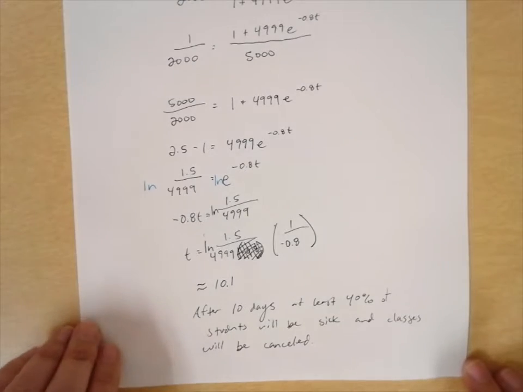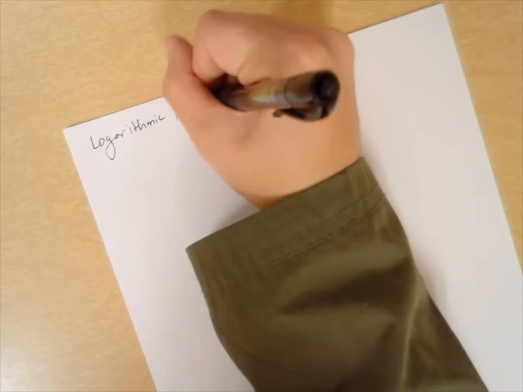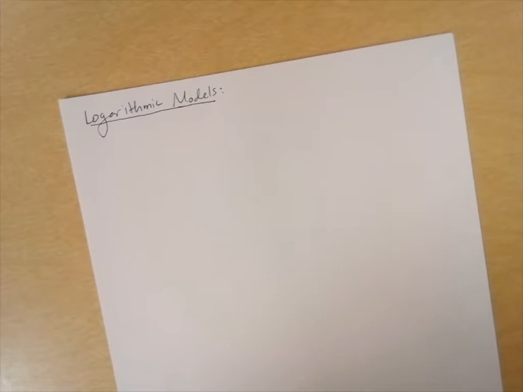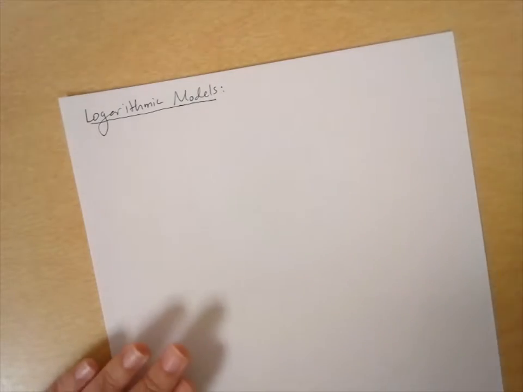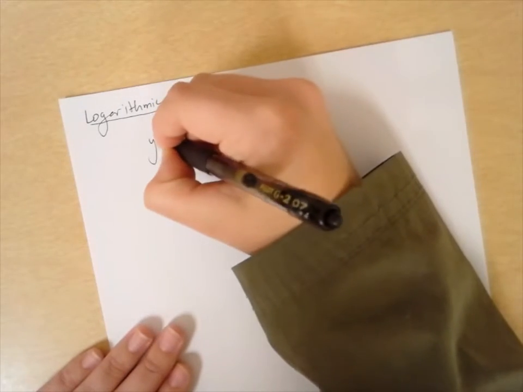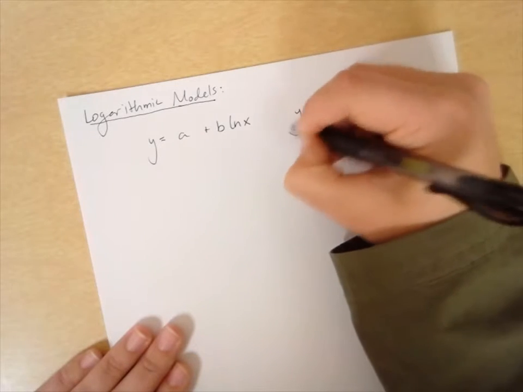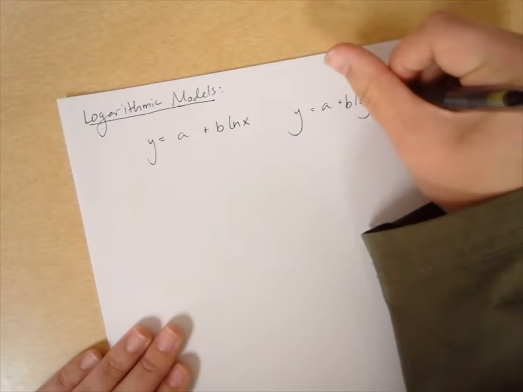All right. We've got one more model type to talk about, and that is logarithmic. So, logarithmic models. Alrighty. And remember that the basic logarithmic model looks like, excuse me, y equals a plus b natural log x, and y equals a plus b log base 10 x.